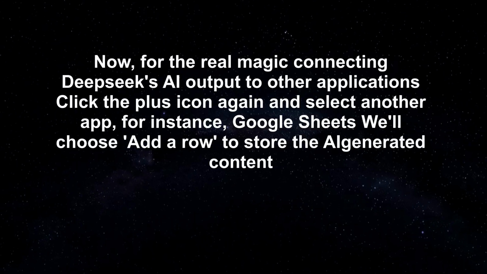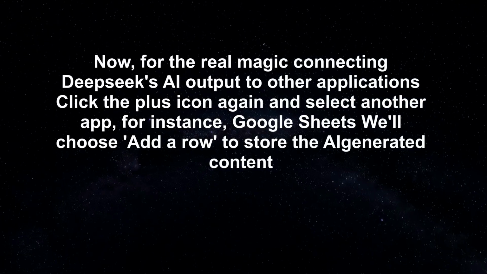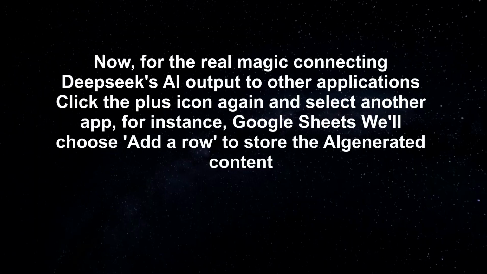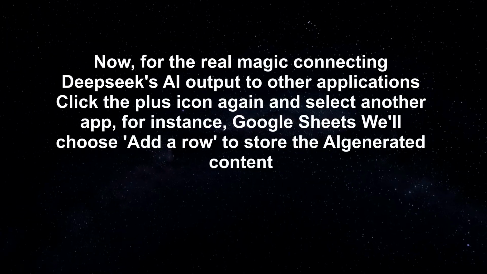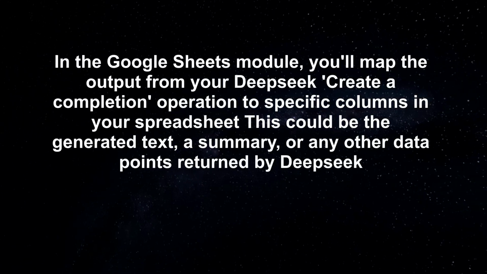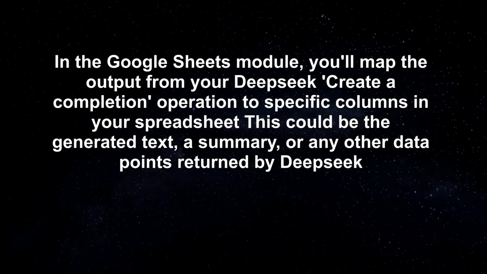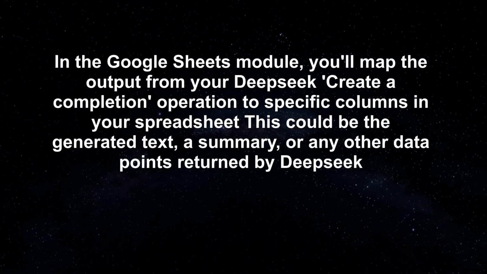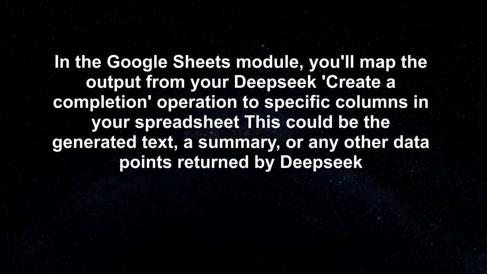Now, for the real magic, connecting DeepSeek's AI output to other applications. Click the plus icon again and select another app. For instance, Google Sheets. We'll choose Add a Row to store the AI-generated content. In the Google Sheets module, you'll map the output from your DeepSeek Create a Completion operation to specific columns in your spreadsheet. This could be the generated text, a summary, or any other data points returned by DeepSeek.